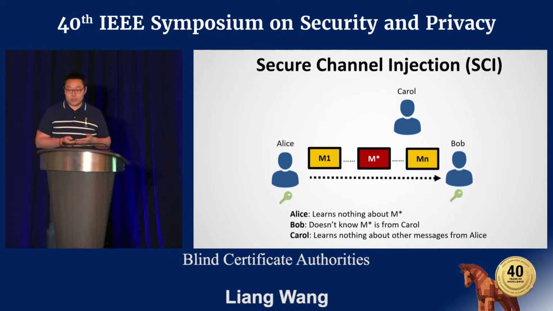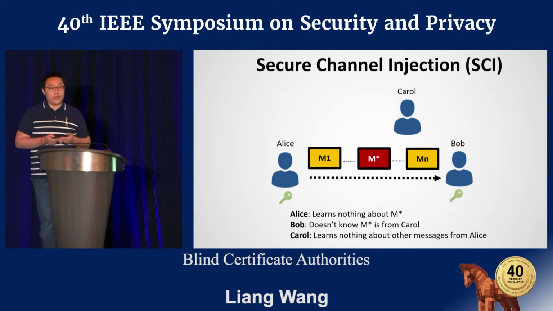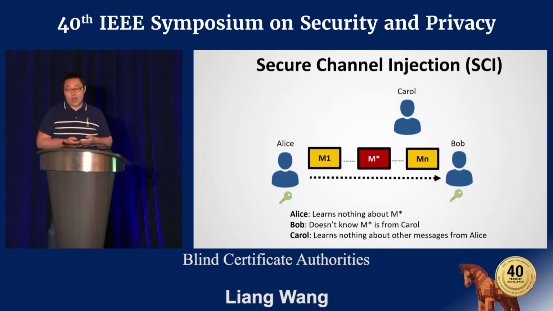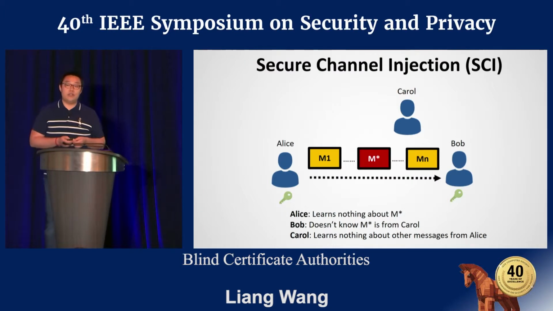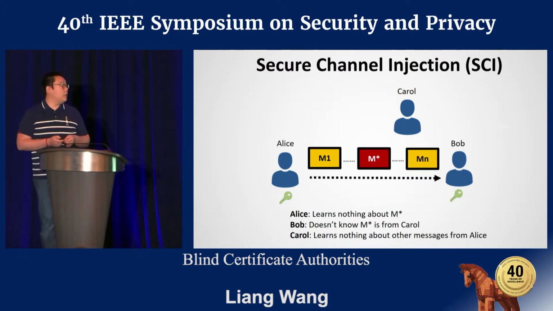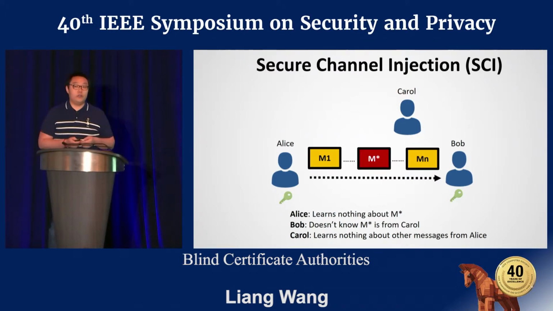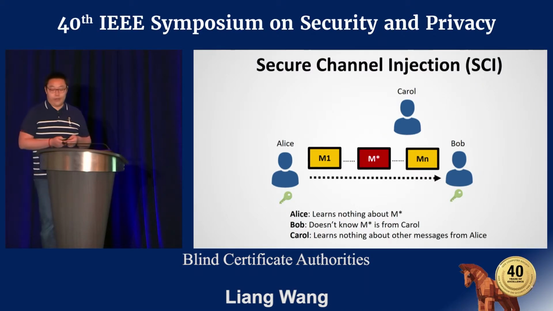So as a result, Bob is never aware of the injection, and from his perspective, he just thinks all the messages, including the private message held by Carol, are from Alex. And Alex learns nothing about the private message from Carol, and Carol learns nothing about the other messages from Alex.